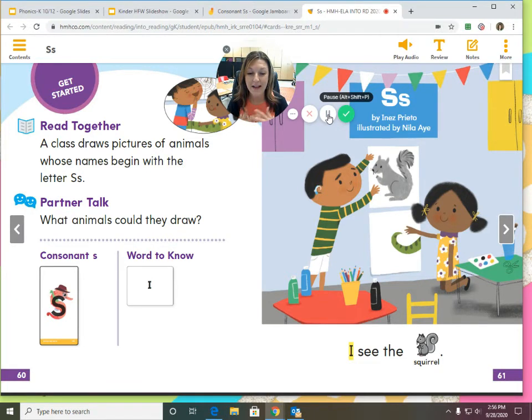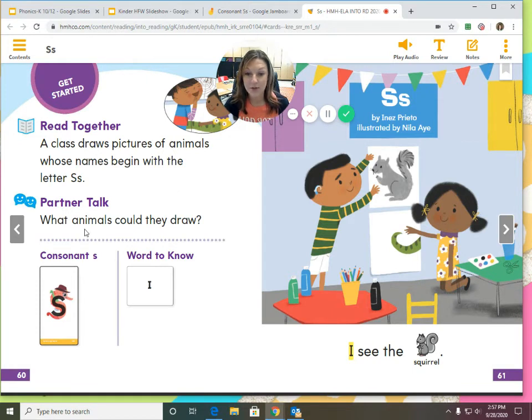We're going to put all of that together and we're going to be able to read a story together today. So before we start, I want us to look at this part right here that says read together. So this kind of gives us an idea of what the story is going to be about. So it says a class draws pictures of animals whose names begin with the letter S. So in our story today, we're going to be seeing some students drawing pictures with animals that have the letter S. So I bet your brain is already thinking of some animals that start with the S sound.